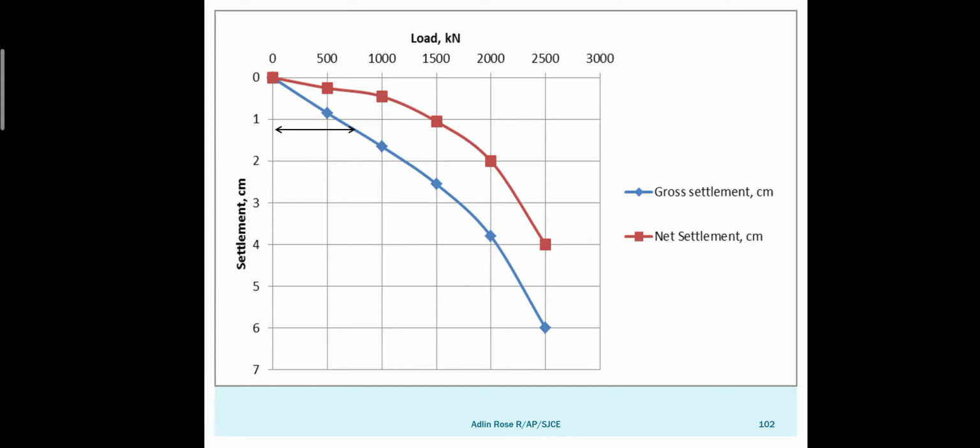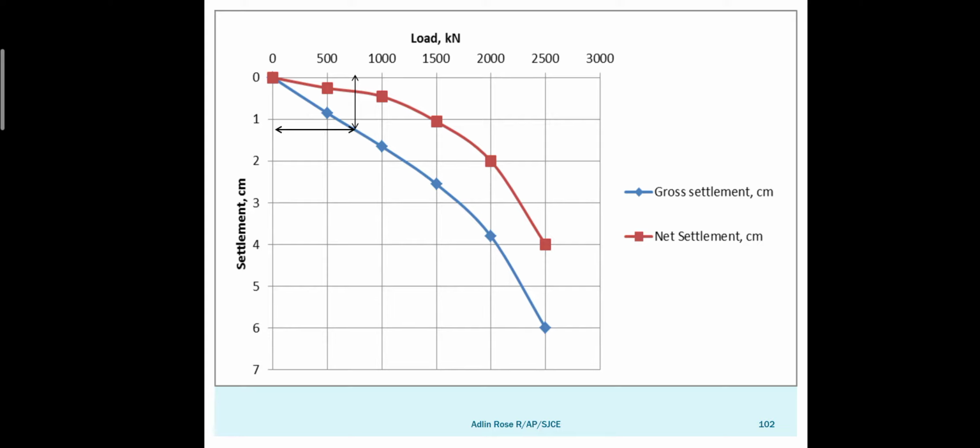For which curve should you take the corresponding load? Gross settlement. So from 1.2 centimeter, which is 12 mm, you draw a horizontal line till the gross settlement curve. From there, the corresponding load is found out. How much? It is 750. It is in between 500 and 1000, so it is going to be 750.